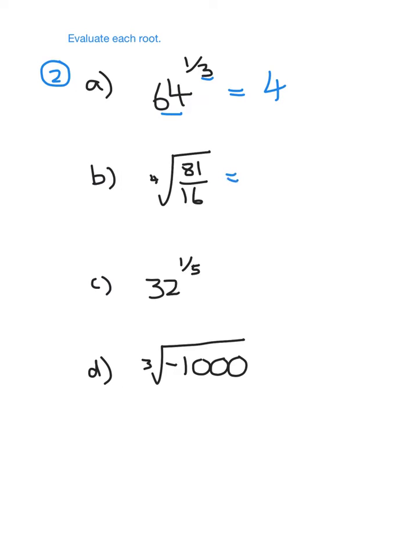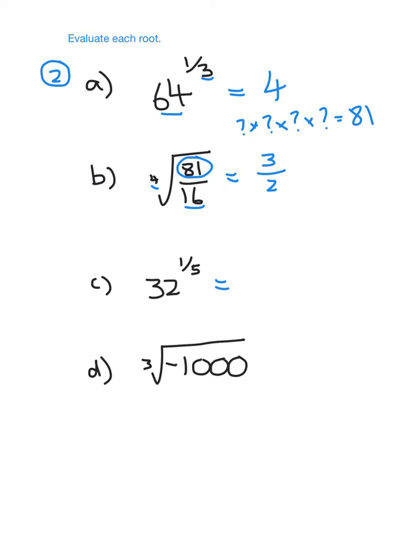The fourth root of 81 over 16, well, we can do it by bits. So what's the fourth root of 81? What number times itself 4 times equals 81? And the answer is a small number, so it's 3. 3 times 3 times 3 times 3 is 81. So the fourth root of 81 is 3. And what's the fourth root of 16? Well, 2 times 2 times 2 times 2 is 16, so therefore the fourth root of 16 is 2. Fairly straightforward.